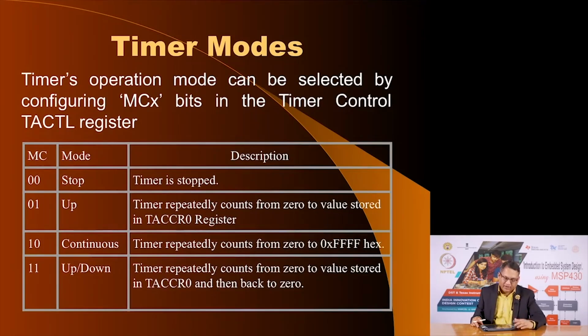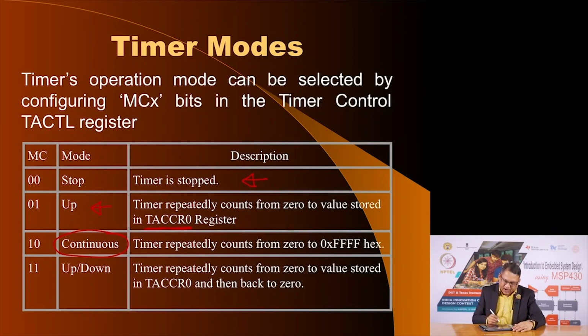These are the modes of the timer. The basic timer, that is the TAR, works in 4 modes. You can stop the timer, which means once you stop it, it will hold the value, or you can use it in the up mode, which means it will count from 0 and it will keep on counting till a highest value, but the highest value is the value in the capture compare register R0. The second mode of operation is what is called the continuous mode, in which it is going to go from 0, count up to the maximum count, which is FFFF, and again reset to 0 and again keep on counting.